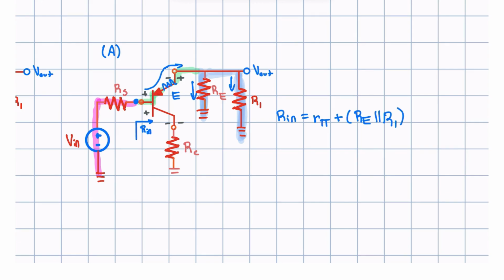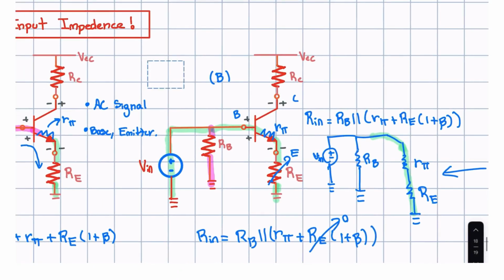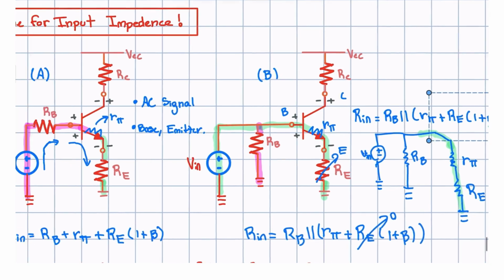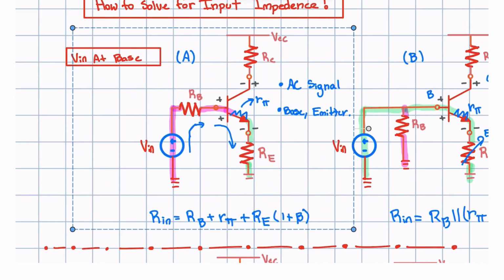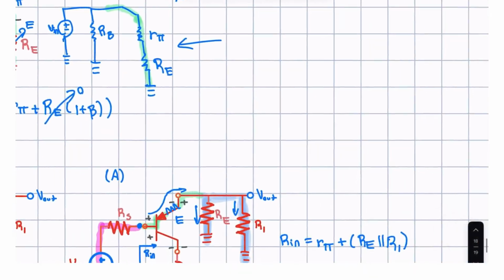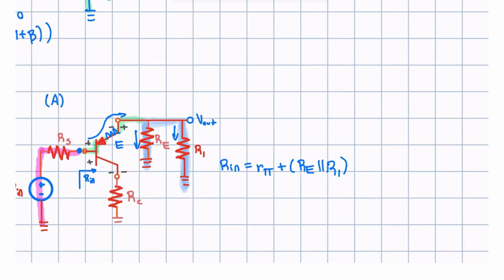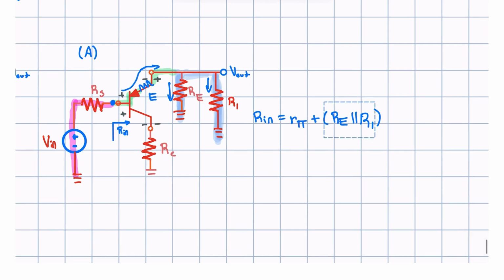This time, the input source is at the base again, which means that when we apply the constant, it's going to be to the emitter, as we did with these problems right here. So we're going to multiply this parallel resistance, the entire resistance in this side, by 1 plus beta. And this equation right here determines our entire input impedance for this problem.